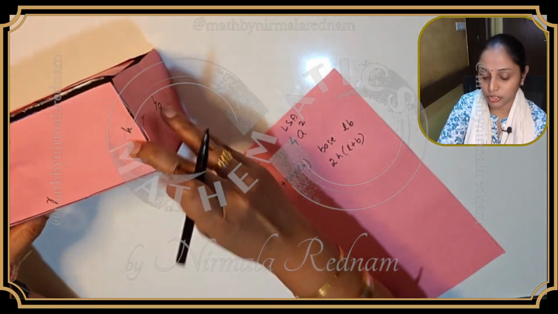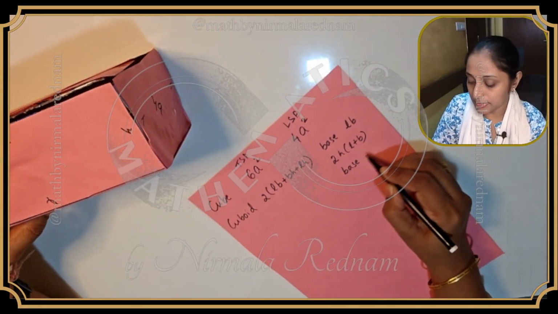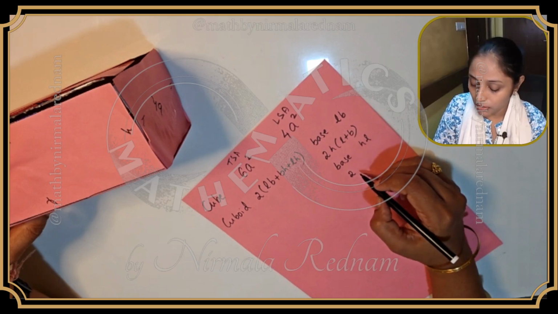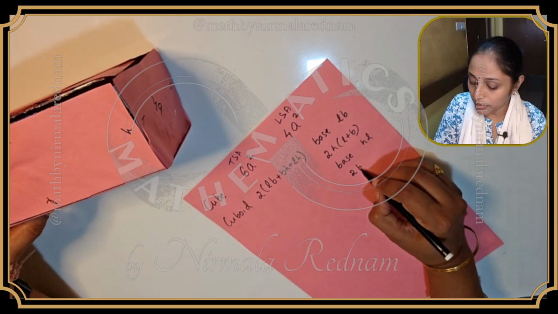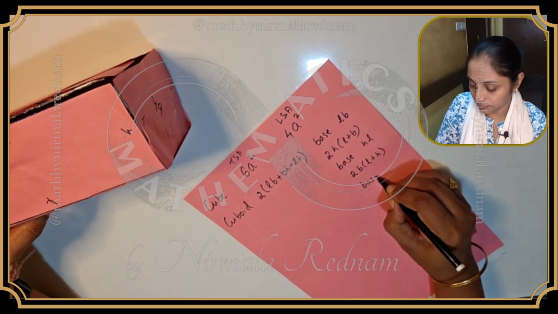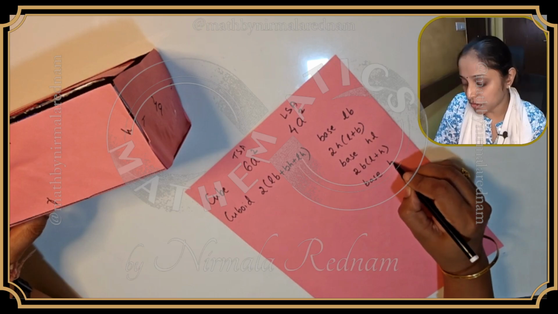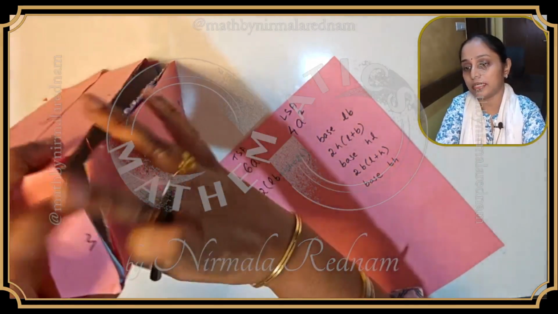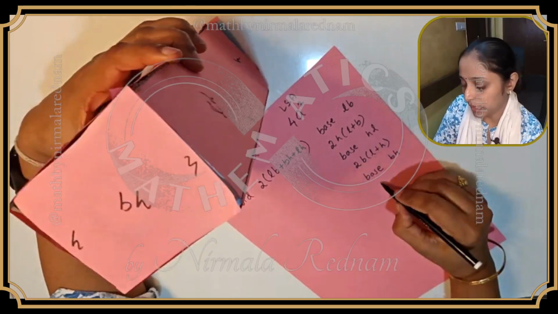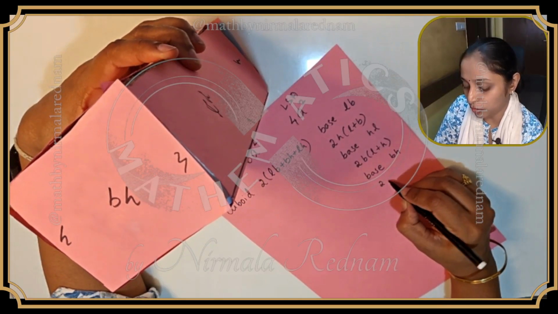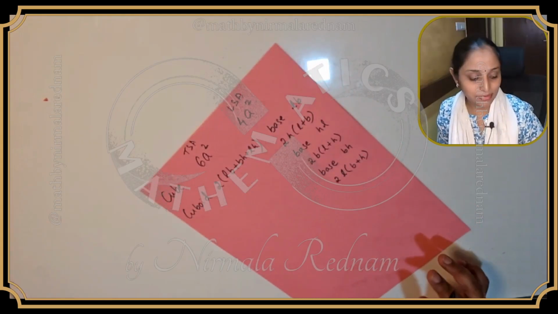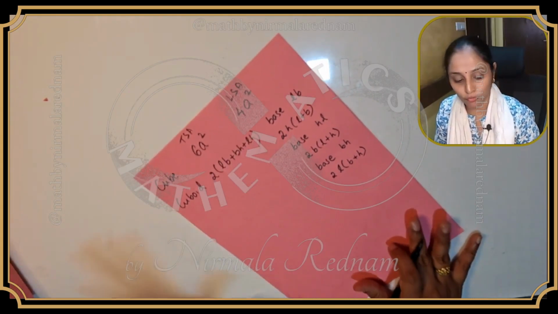If the base is LH, or HL, then I have to exclude that. So 2B into L plus H. And if my base is BH, that is, this is the cuboid I'm talking about, then I'll be excluding the base and the top, and I will have 2L into B plus H, right? So that is how the lateral surface area is going to vary depending on the orientation of your cuboid.